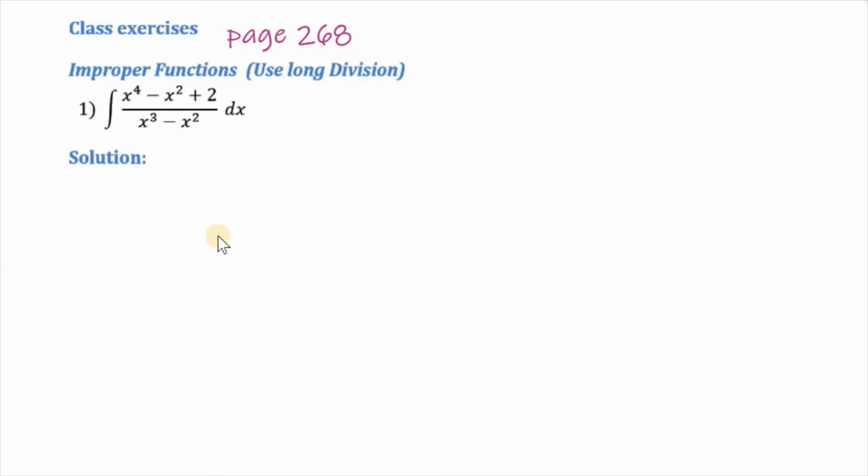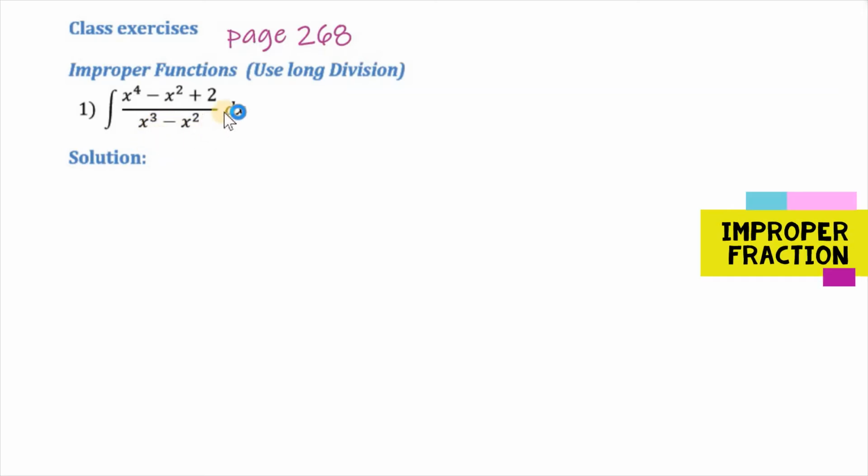Bismillahirrahmanirrahim. Let us look into more examples. This time around, we are to integrate something like this, such that this is an improper function. The degree of the numerator is greater than the degree of the denominator. So we need to simplify it first by using long division and then break it into simpler fractions using partial fraction decomposition. So let's recall back on our long division.